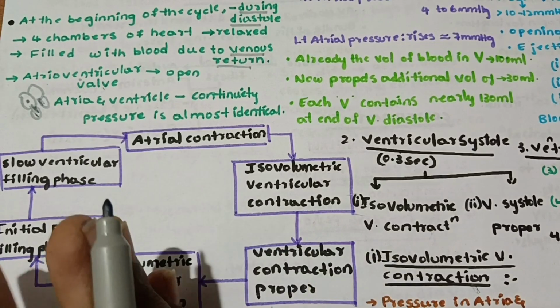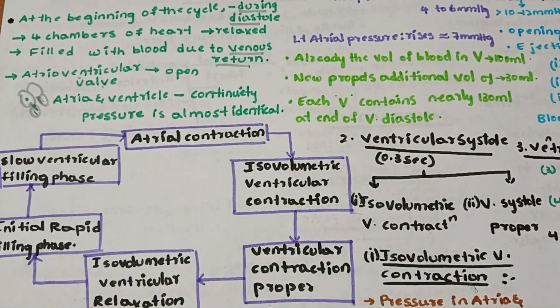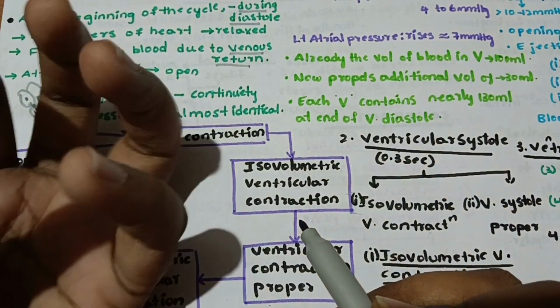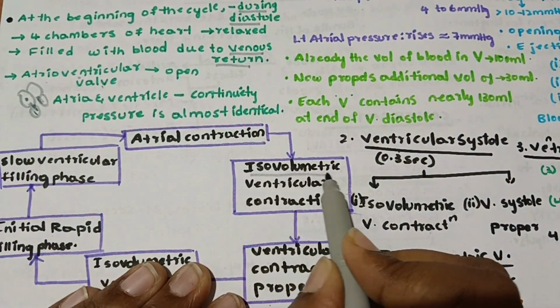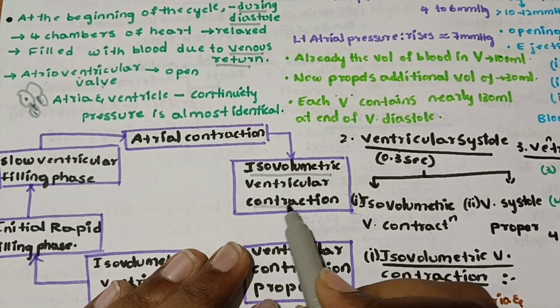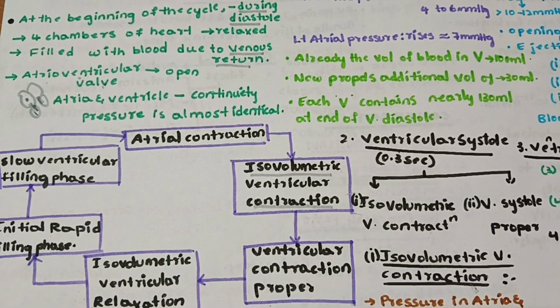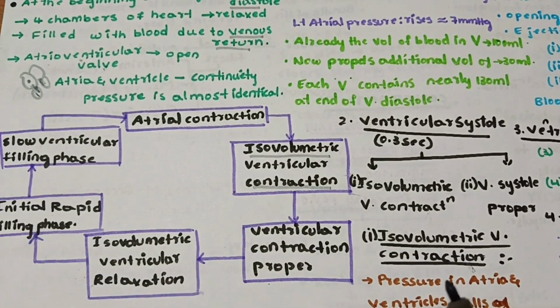So atrial contraction takes place. After that, isovolumetric ventricular contraction. There is contraction, but no change in the blood volume. Isovolumetric means the same volume is maintained in the ventricles, but contraction is taking place. Now, ventricular contraction proper. Here the volume is changed.